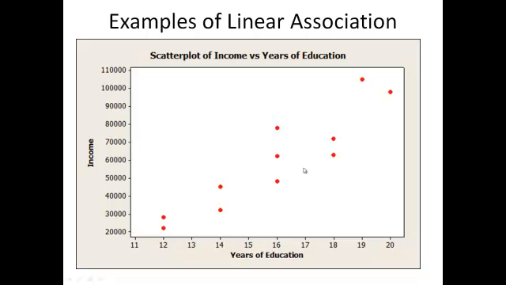And we could look at this pattern and say, well, there appears to be evidence of a linear association between these two variables, years of education and income. As years of education increases, income tends to increase, and it does so in roughly a straight line manner.